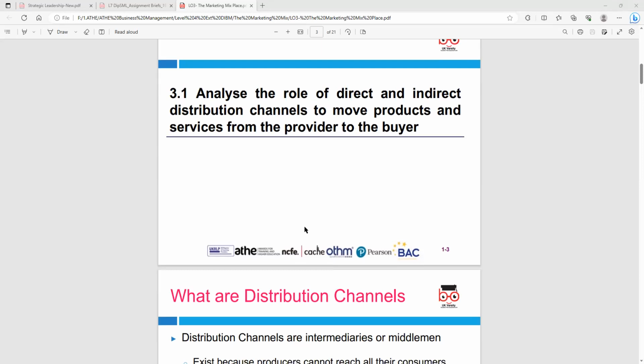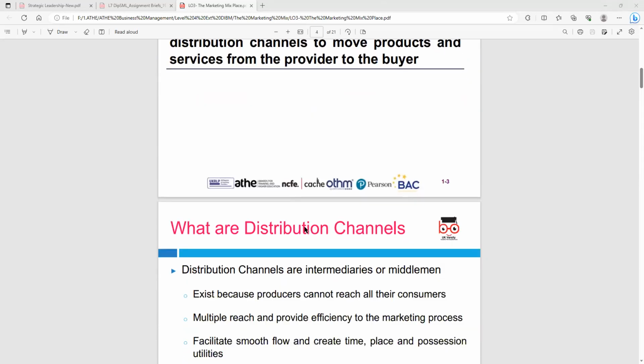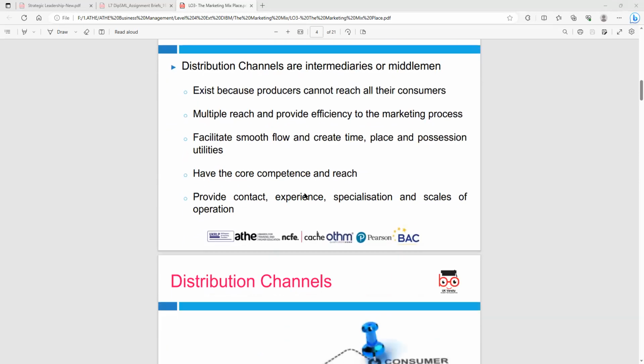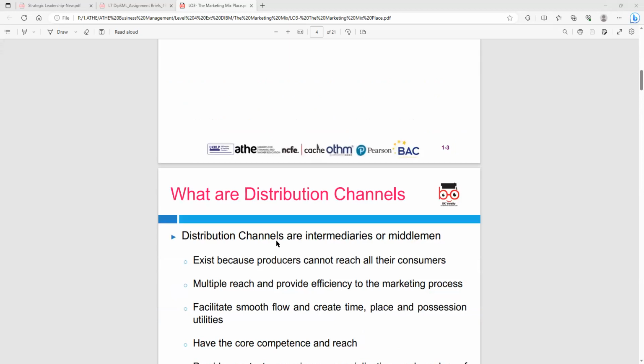How do we analyze the role of direct and indirect distribution channels to move products and services from the provider to the buyer? So what we'll need to look at here is what are the distribution channels. If you know what the distribution channels are, we need to know why they exist, how they will reach, what's the use of these marketing channels, and how they facilitate the flow of goods and services from the supplier to the ultimate consumer. Okay, so what are the distribution channels?